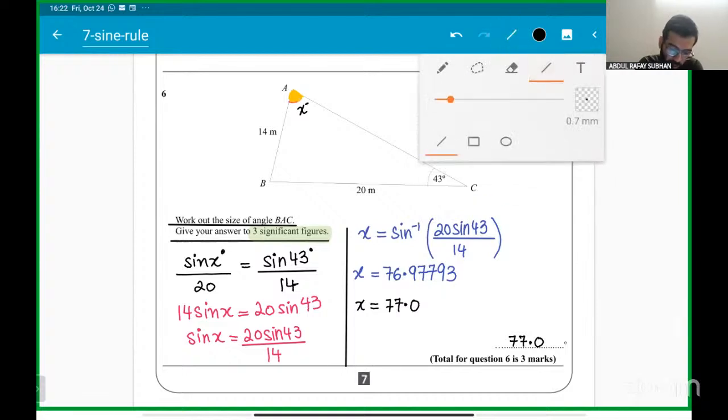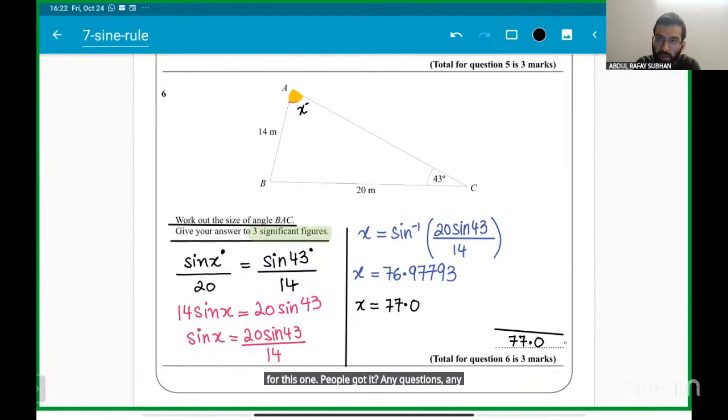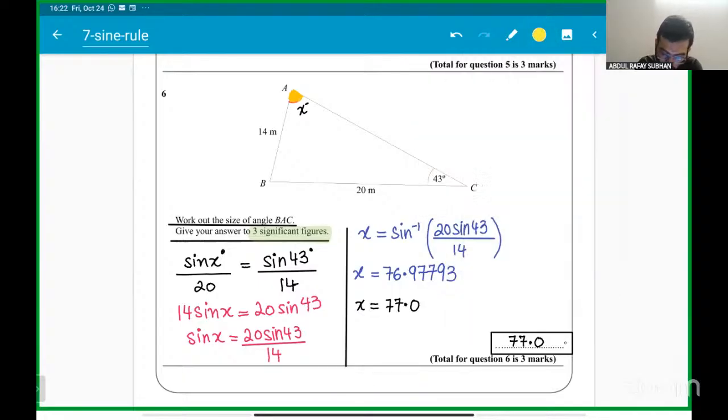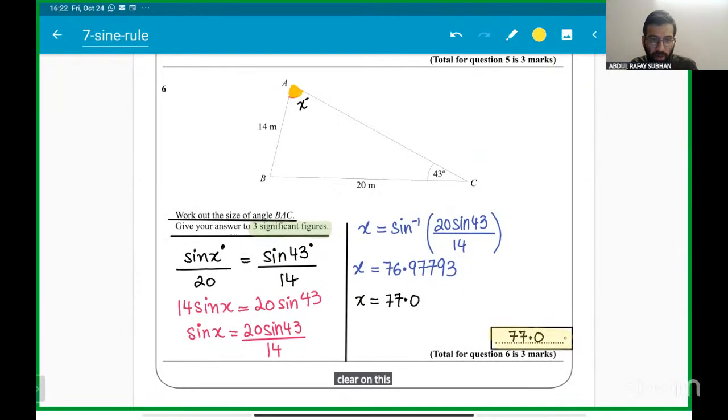77.0 should be the angle for this one. People got it? Any questions, any concerns? Anyone, please let me know. Any doubts, students? Is everyone clear? Got it? People following, clear on this? Okay. That is sine rule done.